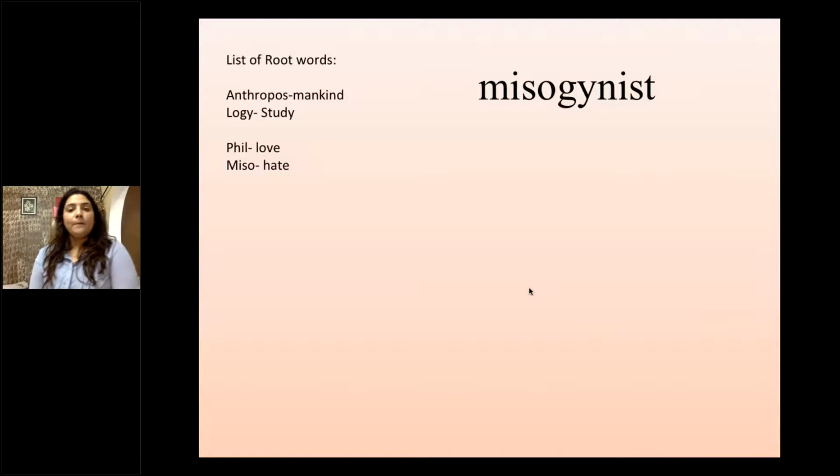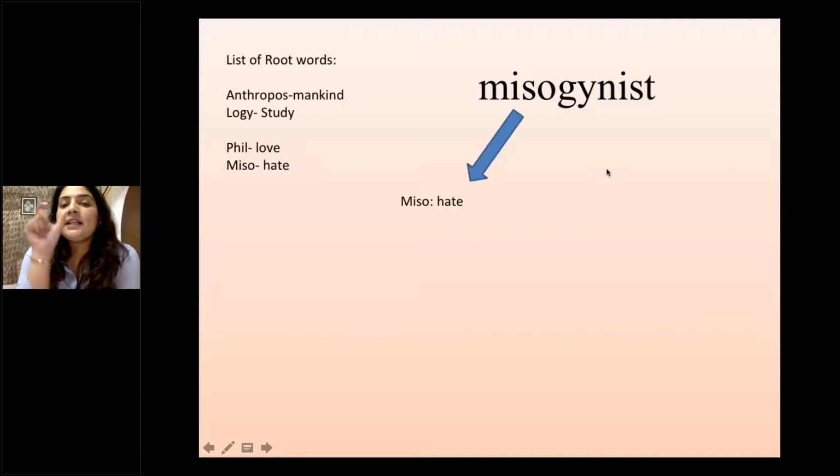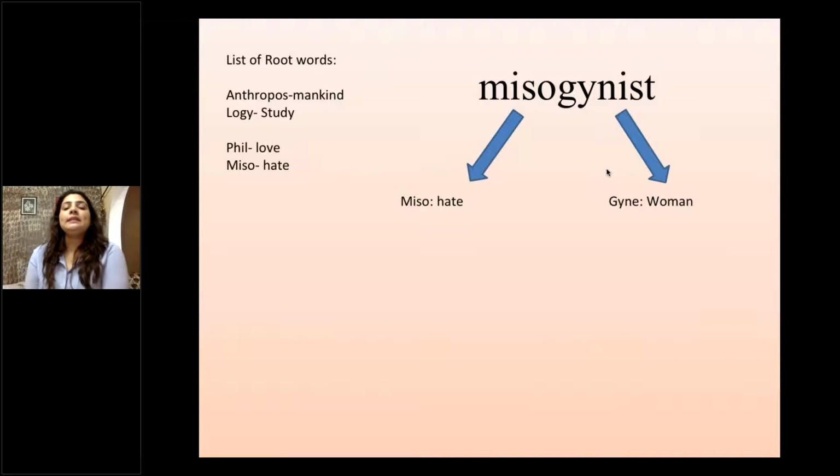Misogynist. So if you see, you all know the meaning of IST. What does IST in the end mean? IST is a person. Now, miso is a root word which means hate. Miso is a root word which means hate. Okay? And gyn, gynae, is a root word which means a woman. A woman.